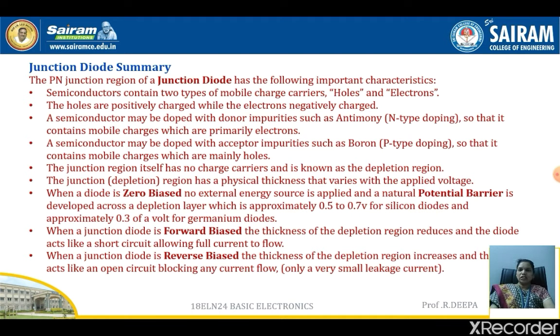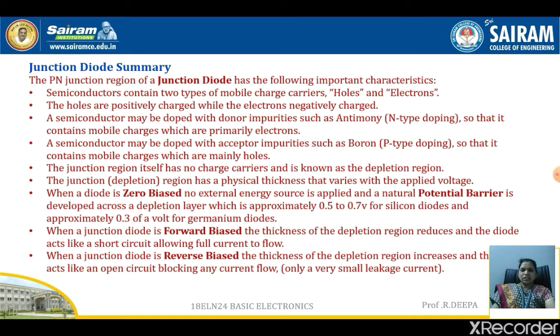So let us have a quick summary of the last session. As we have seen in the last session, how a PN junction diode is formed with the help of a P-type material and N-type material, and how it is diffused in order to form a PN junction diode. And also we have analyzed the PN junction under various biasing conditions.